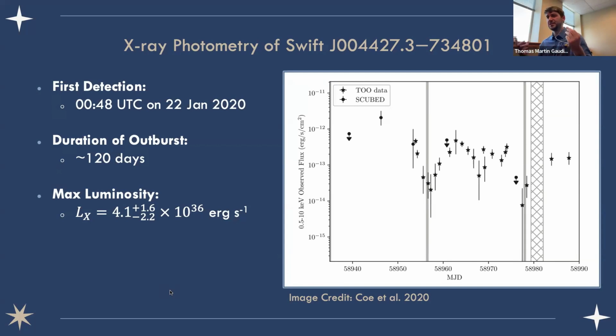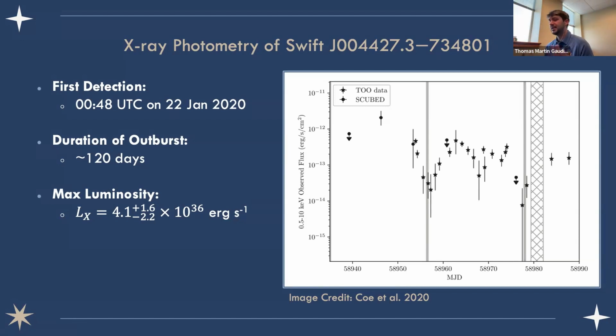Now, this source never got very bright. We have plotted here on the right the light curve of this system for the period of time when we were following this up with target of opportunity observations every few days. As we can see, the X-ray luminosity never reached above 4.1 plus or minus 0.5 times 10 to the 36 ergs per second. This is fairly faint for a BE X-ray binary. We remember back to our standard definition of BE X-ray binaries.